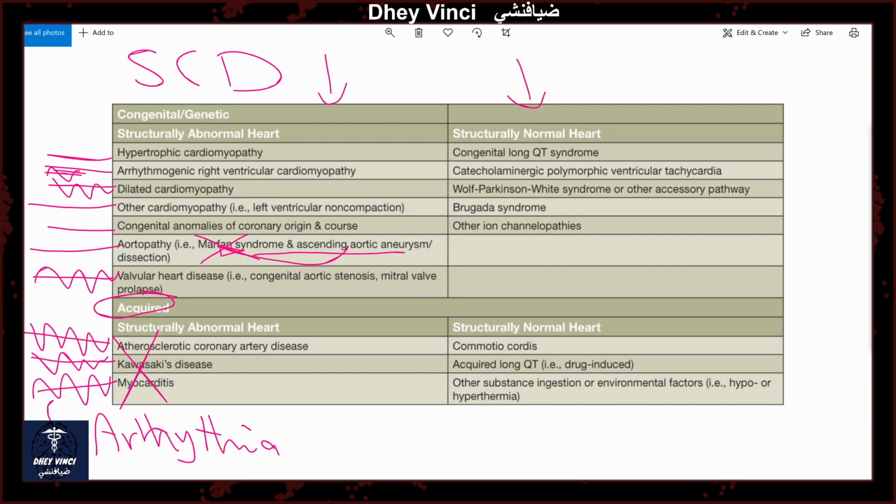Let's go to the other side and see the structurally normal heart, the differentials in which the heart is normal, not like the congenital and genetic causes. These are more likely to occur in Christian Eriksen. One of the causes is congenital long QT syndrome, a hereditary cardiac disease characterized by a prolongation of the QT interval. On the ECG we have the QRS, and then the T wave. In congenital long QT, this segment becomes very, very much longer.